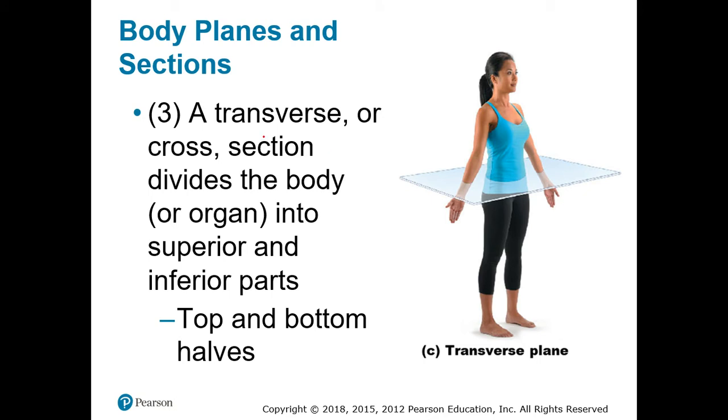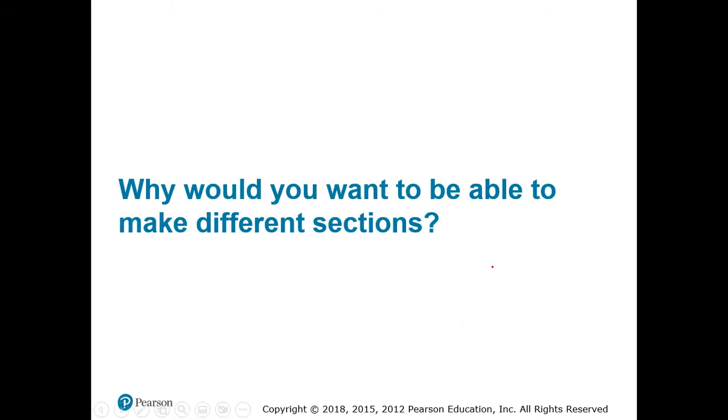The third type is a transverse, or also known as a cross cut. This is when we divide the body or organ into superior or inferior parts, also known as top and bottom halves. So if you look over here at this picture, a transverse cut crosses it, and we have top and bottom halves. Now, why would you want to be able to make different sections?